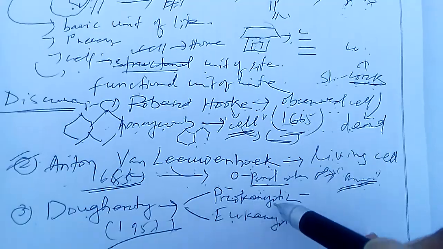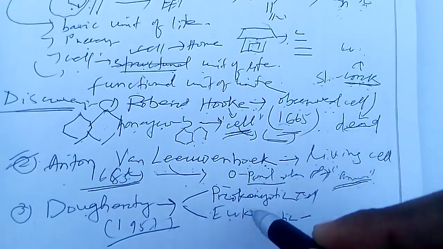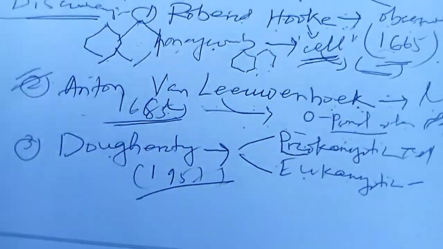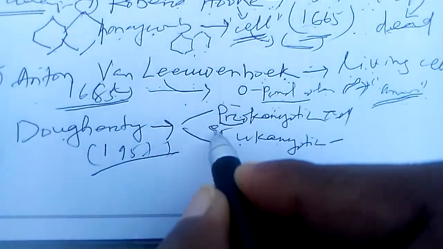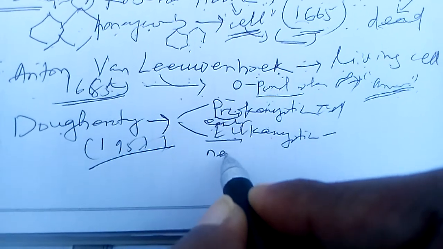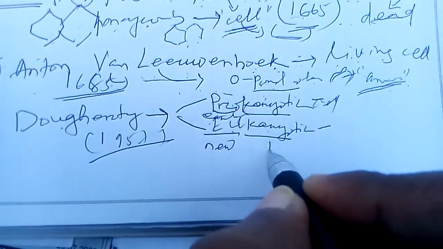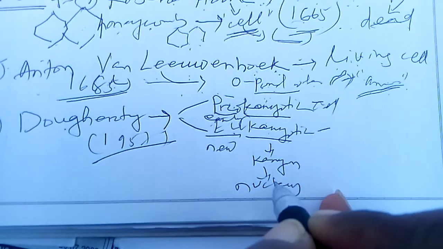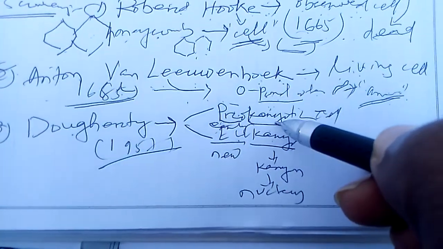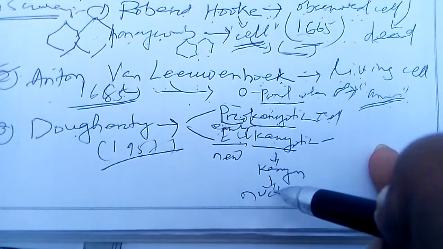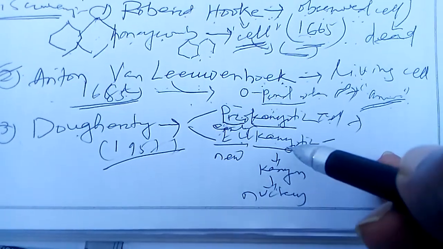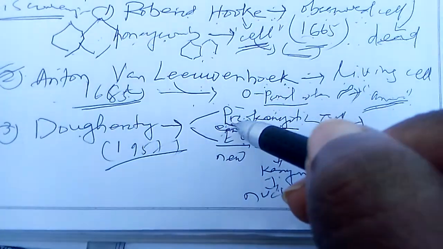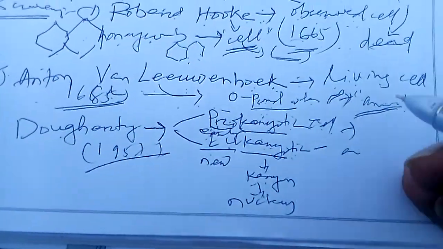So what is the meaning of prokaryotic and eukaryotic cell? We are going to study. Pro means early and eu means new, and karyotic comes from the Latin word karyon, which means nucleus. So prokaryotic means the cell which carries an early type of nucleus, and the cell which carries a new type of nucleus is known as eukaryotic cell. So what do this early type of nucleus and new type of nucleus mean?